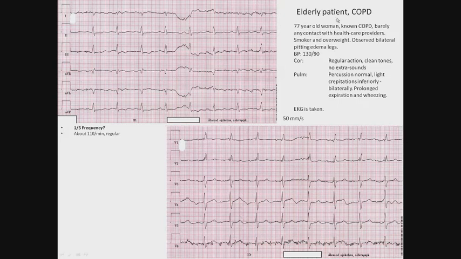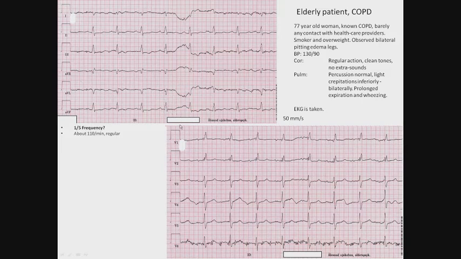Also, we know that this patient has COPD from very old records, and she's a smoker, older now than the old papers we had access to, so her COPD has probably not been getting better since she last had contact with the healthcare system.